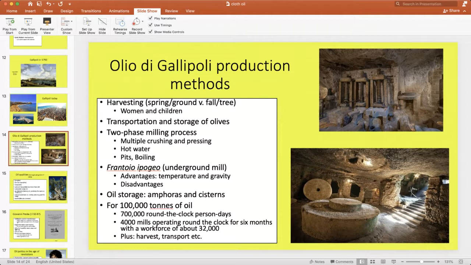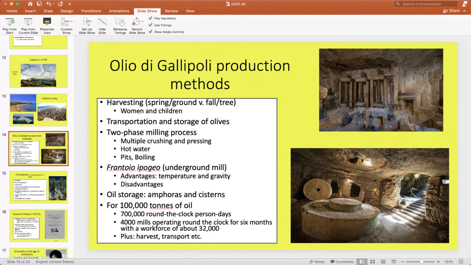The olives were harvested starting in the fall, but well into the spring and even summer. Mostly women and children did this, and we're talking specifically about the Terra d'Otranto, although the Terra di Bari had the same practices until the 19th century. They weren't harvested from the tree, but waited until the olives fell to the ground, which made it easier, of course, and then they were picked up by women and children and transported to the presses.